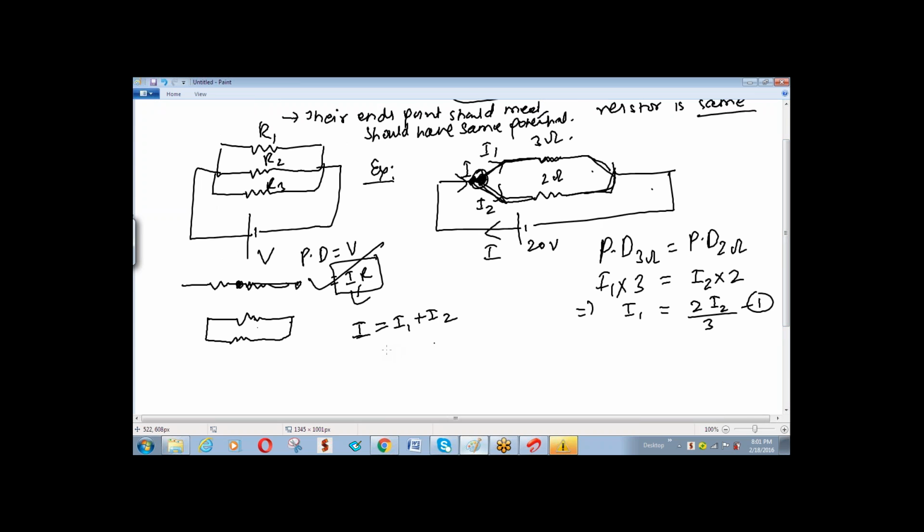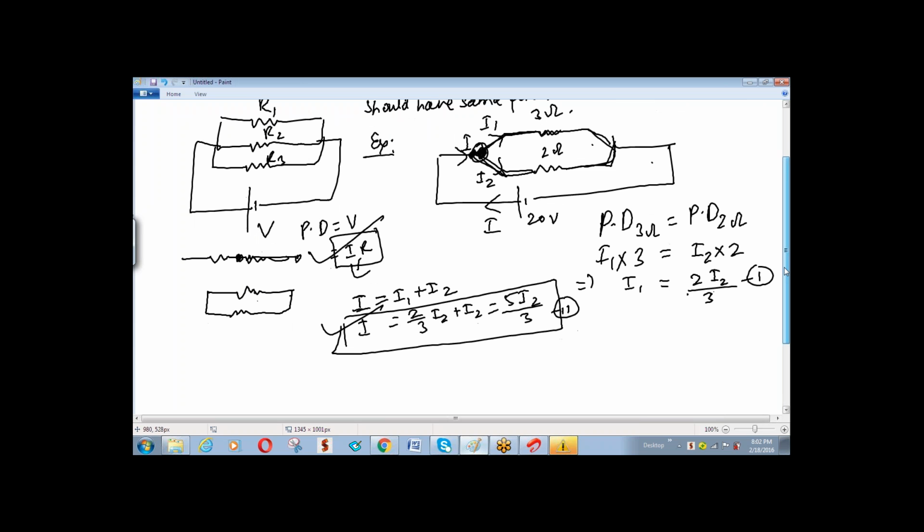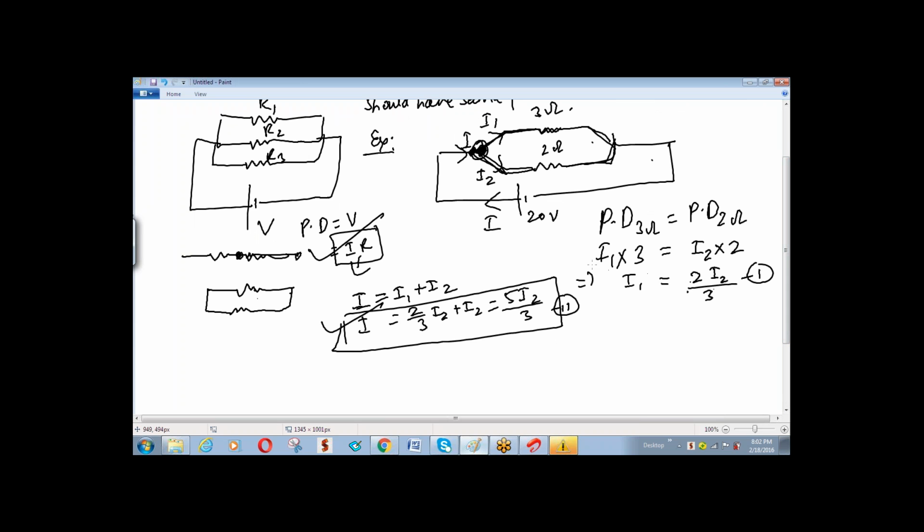Okay. Because I have already found I1 in terms of I2, I can write 2 by 3 I2 plus I2, that is 5 I2 by 3, which is the value of the total current supplied by the battery. Now this is another equation you can say. We have this data also. Any doubt?